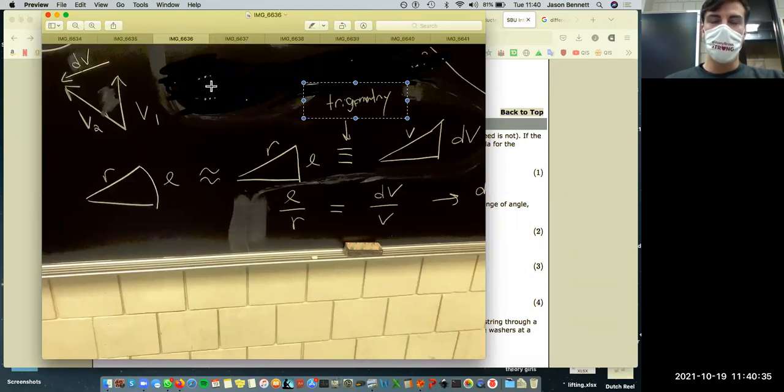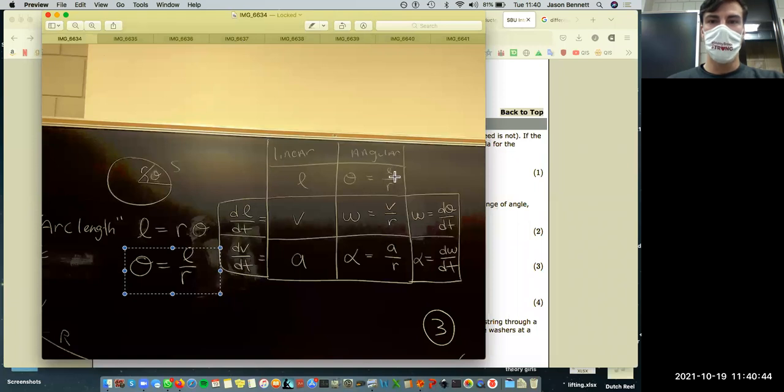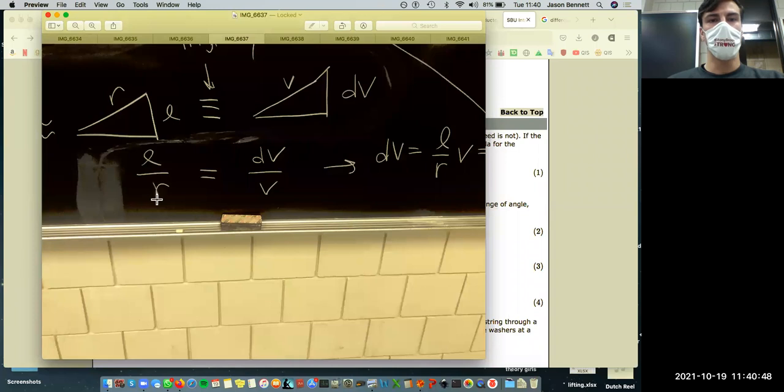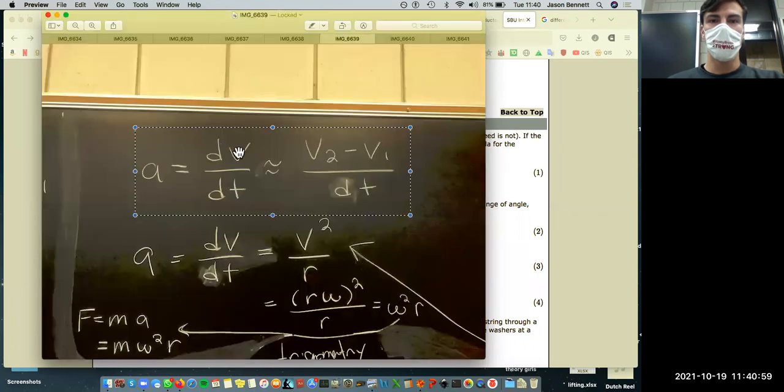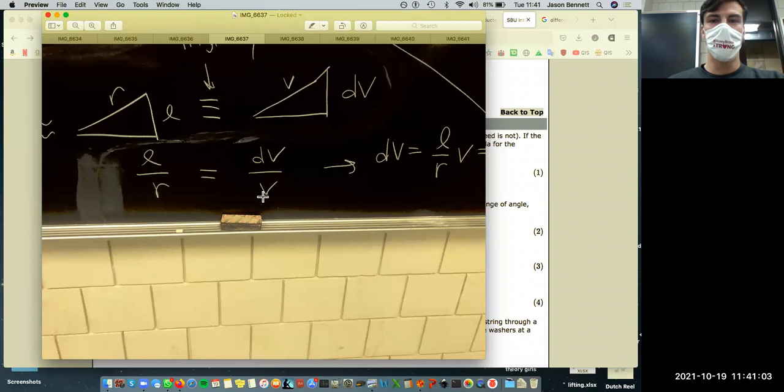Okay, so now that we have this relationship, that these two triangles are roughly equivalent, I'm going to look at some ratios, because I know over here that this quantity is important. I'm going to look at that quantity, L over R, and make the same quantity. So if this is L over R, this is dV over V. Then I'm going to rearrange some things, because I know I can plug this into this one. So I want that quantity. I'm going to rearrange. I put the V over here, and I have this L over R.